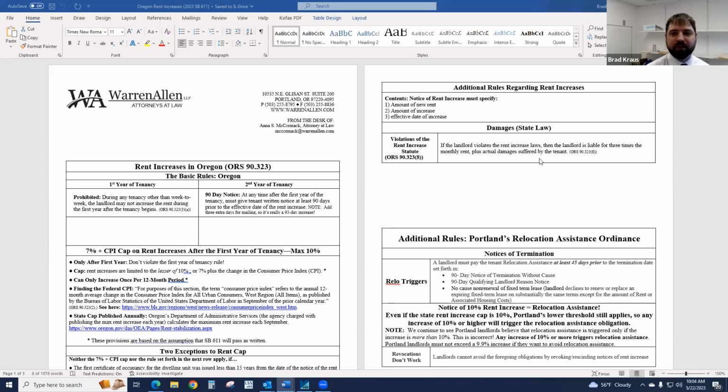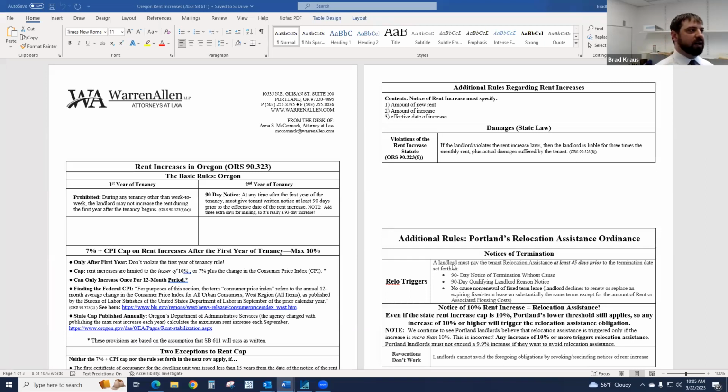All right. Additional rules regarding rent increases. Your notice of rent increase must specify the amount of the new rent, the amount of the increase, and the effective date of the increase. And when I say all of those things, with the amount of the increase, it needs to say your rent will increase $35. So it must state the increase. It must state the amount of the new rent. So with that $35 increase, your new rent will be X plus 35, X being whatever the old rent is. This new amount, the effective date of this increase is this date. It must state those things.